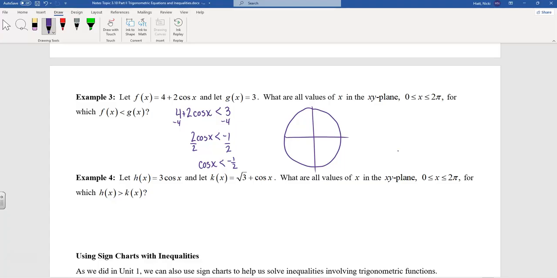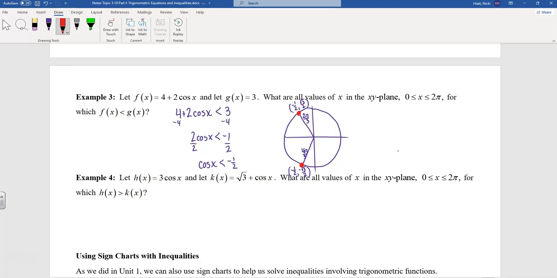So we've got -1/2 x coordinate. That happens right here, right? Right here at 2 pi over 3, we've got -1/2, square root of 3 over 2. And then we also have that happen right here at 4 pi over 3. Coordinates here are -1/2, negative square root of 3 over 2. So these two spots right here are the places where cosine of x equals -1/2.